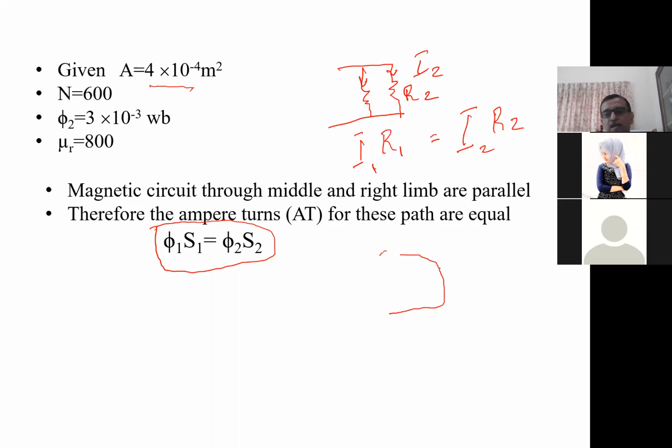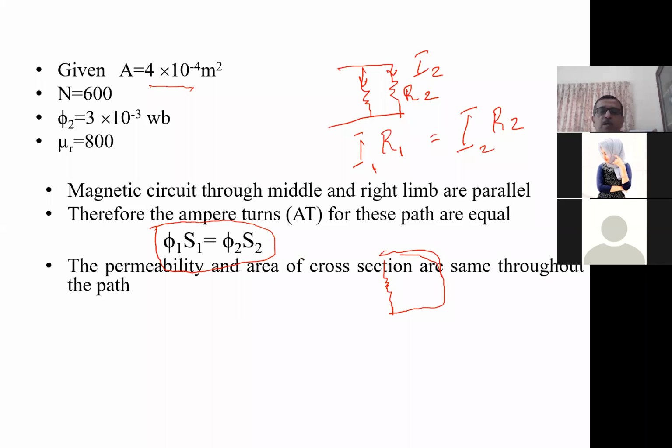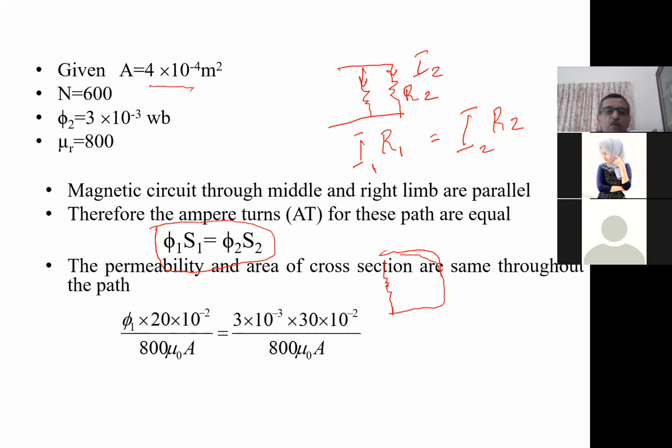So in our problem, in the magnetic problem, we have this right limb and we had this middle limb. So for that, we have phi 1 S1 equal to phi 2 S2. We know phi 2, 3 milliweber. We can find out S2. We can find S1 and then we can find phi 1. That is the idea of the problem. The permeability and area of cross section are same throughout the path. So phi 1, what is S1?